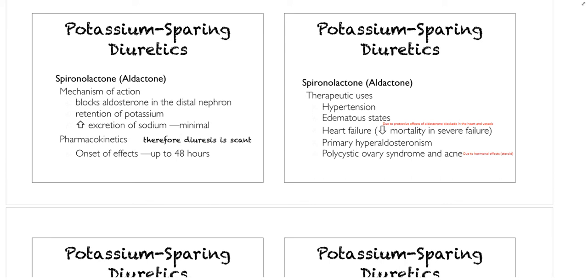I don't know exactly what they are, but they seem to have found some beneficial things from it. And I guess it's only good for severe heart failure. We can use this for primary hyperaldosteronism, since we're talking about blocking aldosterone, and the primary function of aldosterone is on the kidneys. So if we've got too much aldosterone, block a good bit of it and we're happy. It's also possibly good for polycystic ovarian syndrome and acne because spironolactone is a steroid derivative, and so it has some of those steroidal benefits.